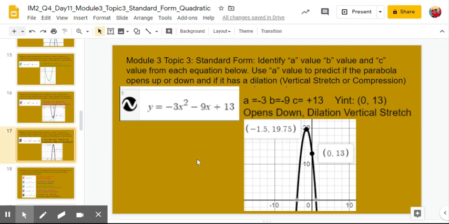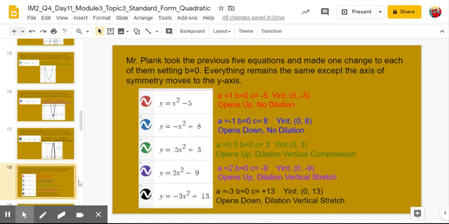All right. At the end of today's lesson, I'm actually going to have you rewrite these 5 equations I gave you in standard form. I'm going to give you the equation and the graph here again. I'm going to ask you to write those in vertex form. All right, just look at the next ones here.